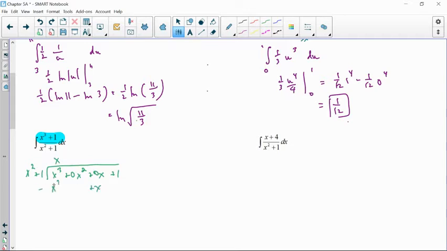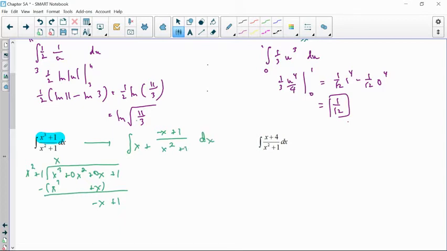And then we subtract, that's our key, we subtract. So that's a 0, which is nice. We get negative x, and then bring down our 1. So our problem could be rewritten as the antiderivative of x plus negative x plus 1 over x squared plus 1 dx.